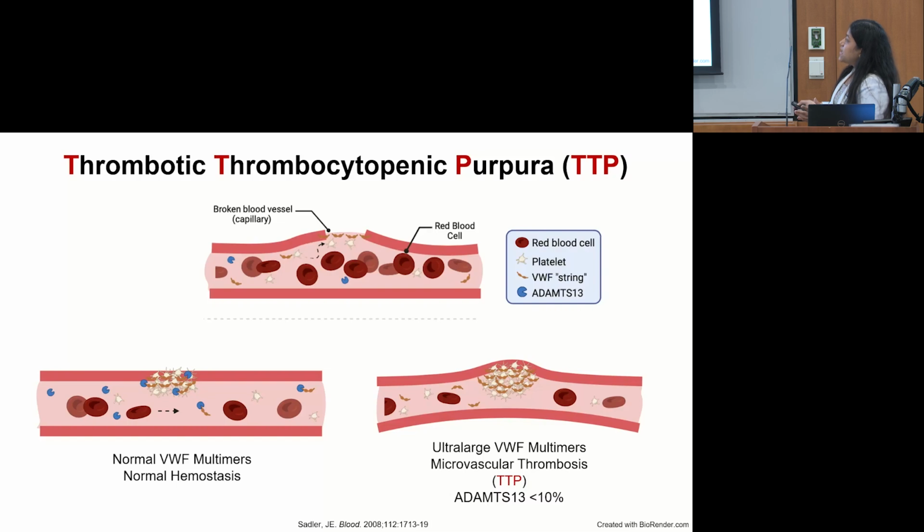But in the case of TTP, we have unregulated VWF multimers. And so there's very low ADAMTS13 activity. ADAMTS13 activity less than 10% is indicative of TTP. And what happens is you get microvascular thrombosis and different systemic mechanisms that occur, such as brain damage, kidney damage, and it really affects the small vasculature in the body.